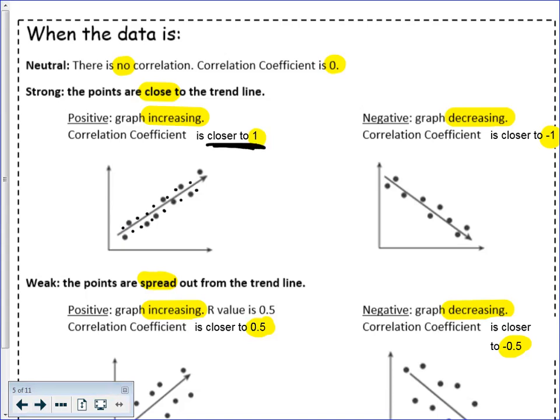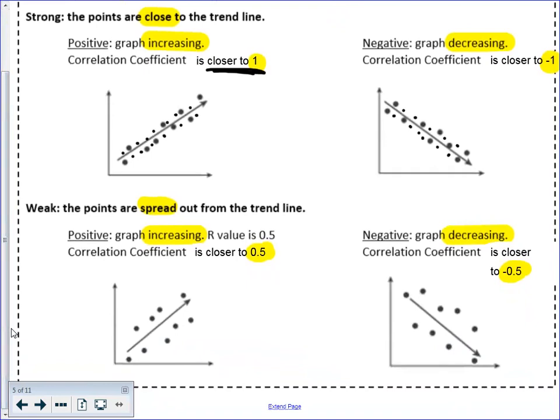When I'm negative, though, that's when my line is decreasing. I still have strong because my dots are still close to the line. However, my correlation coefficient this time is closer to -1. Makes sense. Positive is closer to +1, negative is closer to -1.